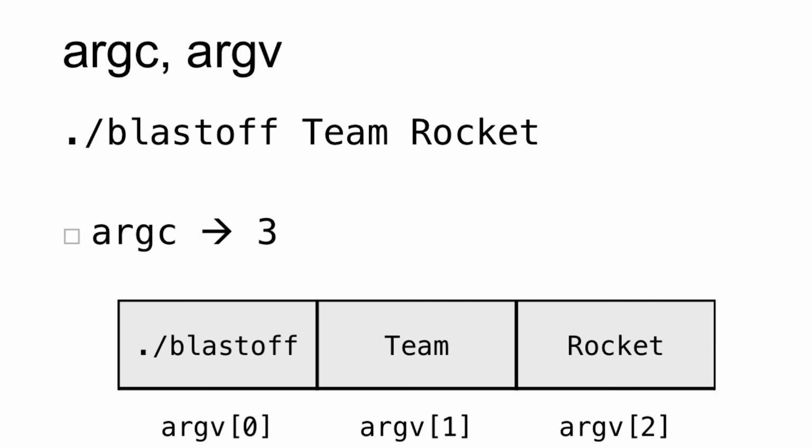So let's look at an example. Say I've already written and compiled a program called blastoff. So if I ran in the command line ./blastoff team rocket, well then argc would be 3 because I passed in 3 distinct arguments. Then argv would look like this. It's an array and it would contain each of the 3 strings. ./blastoff in the first index, team in the next, and rocket in the last.